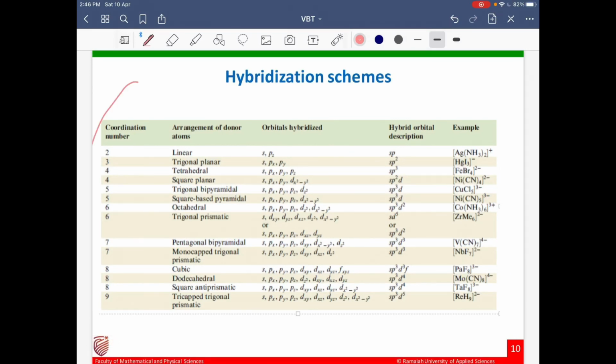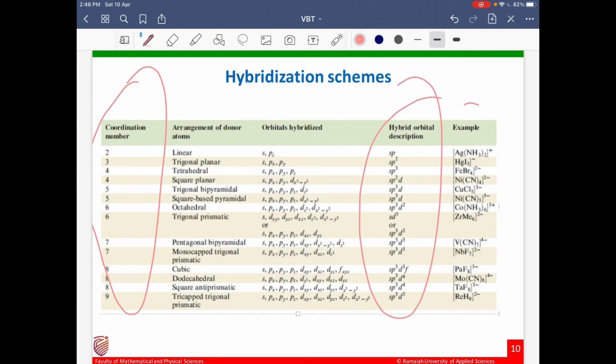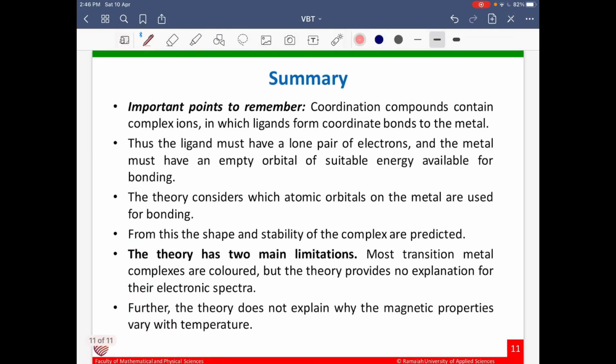Here is a table where, if you know the coordination number, you will be able to find what kind of hybridization it follows, along with a few examples of compounds having that hybridization and coordination number. Now, some important things to remember in valence bond theory. A coordination compound contains complex ions in which ligands form coordinate bonds to the metal. Thus, the ligand must have a lone pair of electrons and the metal must have an empty orbital of suitable energy available for bonding.